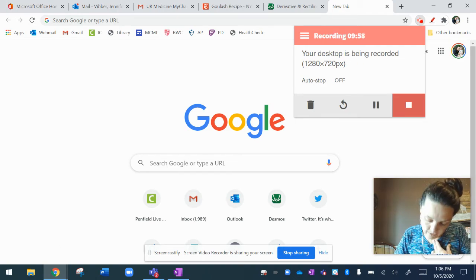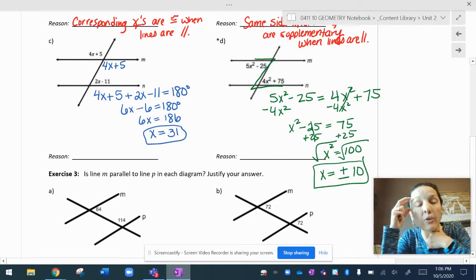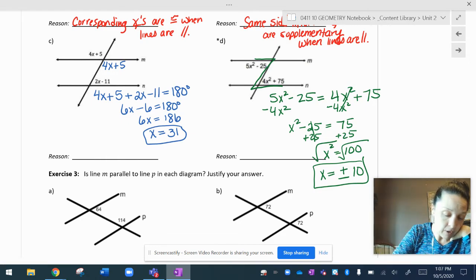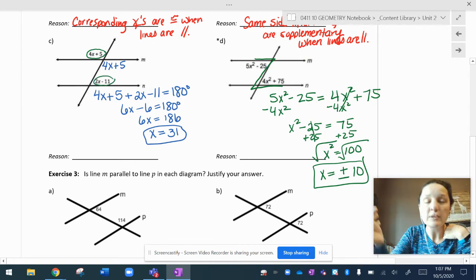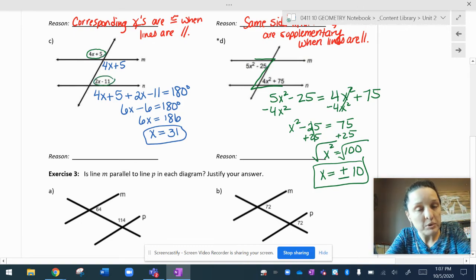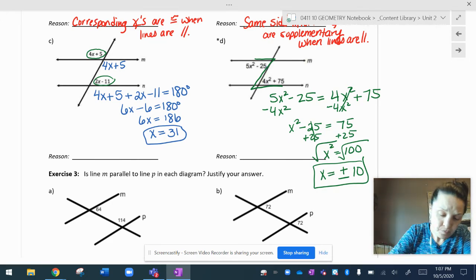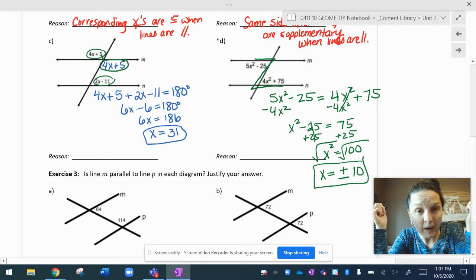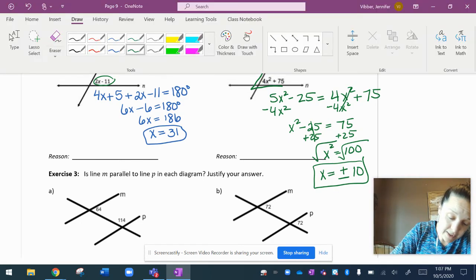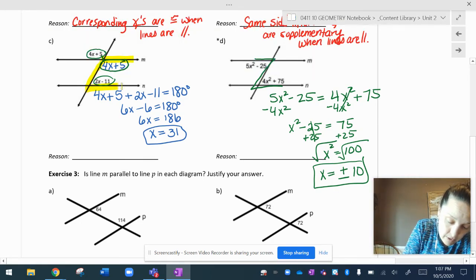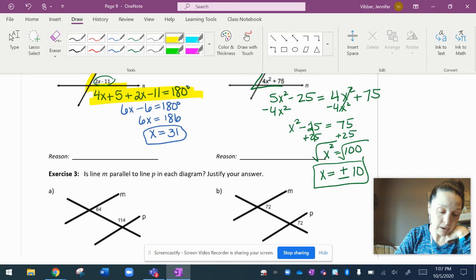Okay, I did them, and I got 31 and positive, or also technically negative 10. Now, how did I get there? On this first one, I realized that this 4x plus 5 and this 2x minus 11, they don't really have a name. They're not alternate interiors because one's outside the parallel lines and one's not. So what I did is I said, well, 4x plus 5 is vertical with this other angle here. So I rewrote 4x plus 5 in that spot, and then realized that I had some same side interiors inside that letter C, which was how I knew they added up to 180.